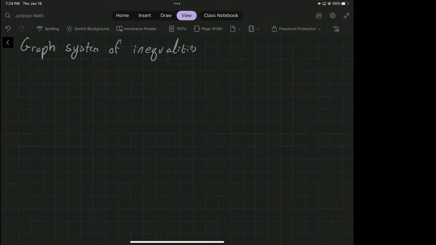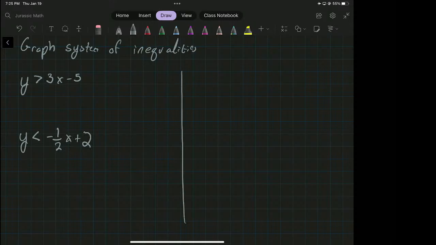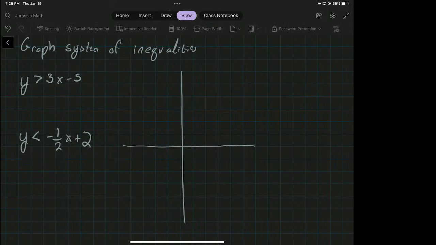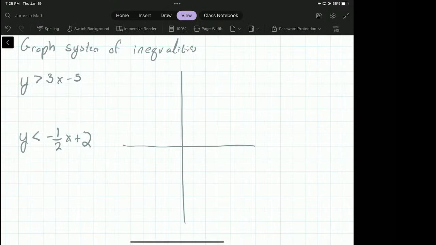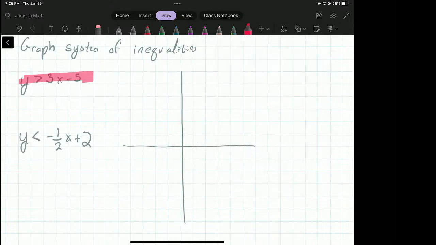And I have the equations. y is greater than 3x minus 5. And the other one is y is less than -1/2 x plus 2. I'm going to draw my graph right here. So, I also have to switch the background. So, sorry about your eyes for a second. So, we are going to use red for this equation.